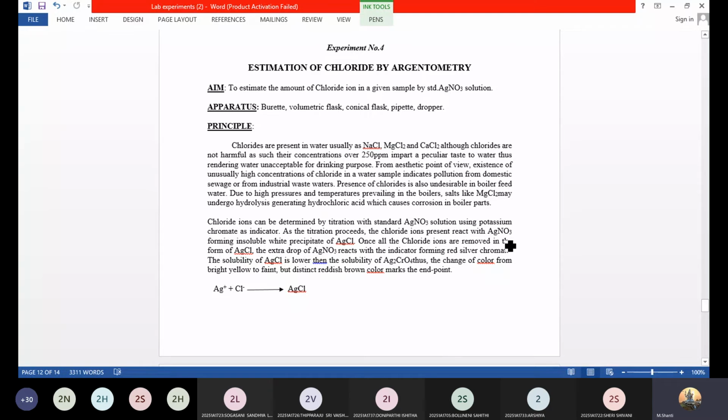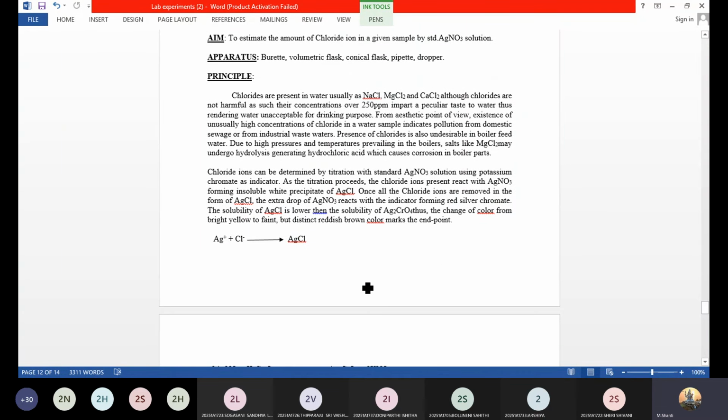Then coming to the experimental part. Here we are going to estimate the chloride ions by using the standard silver nitrate solution, and the indicator used is potassium chromate. The AgNO3 solution must be taken in the burette, and in the conical flask you will be taking the unknown sample containing chloride ions. As you are titrating, the chloride ions present in the sample will react with the silver ions. Here I'll just draw this.